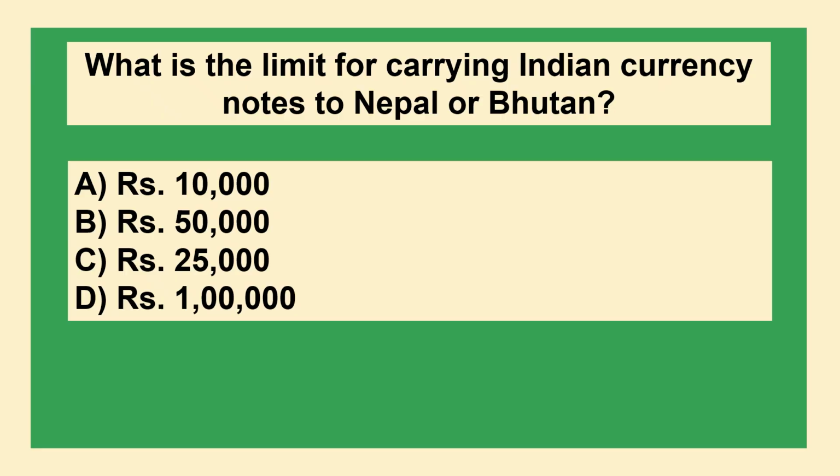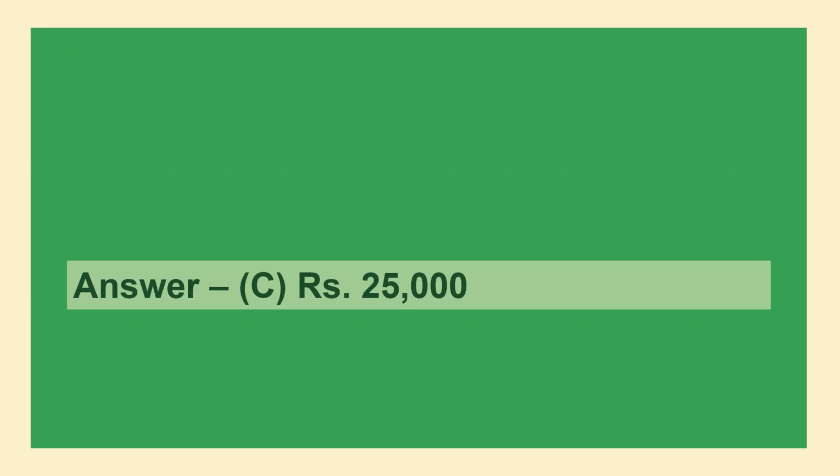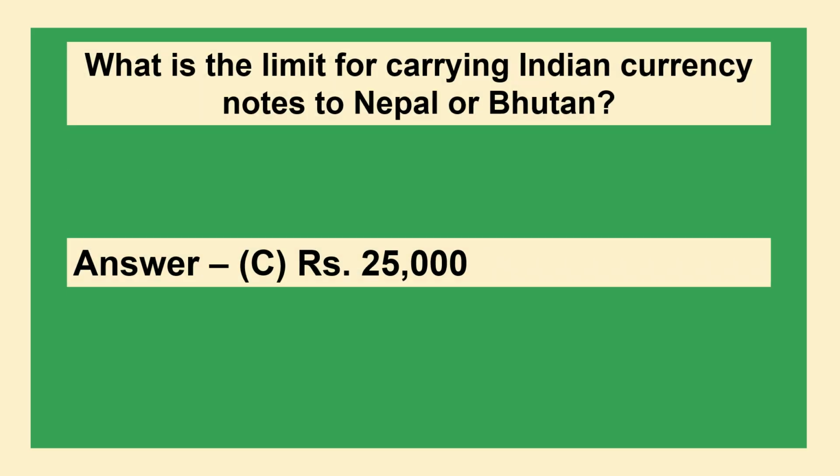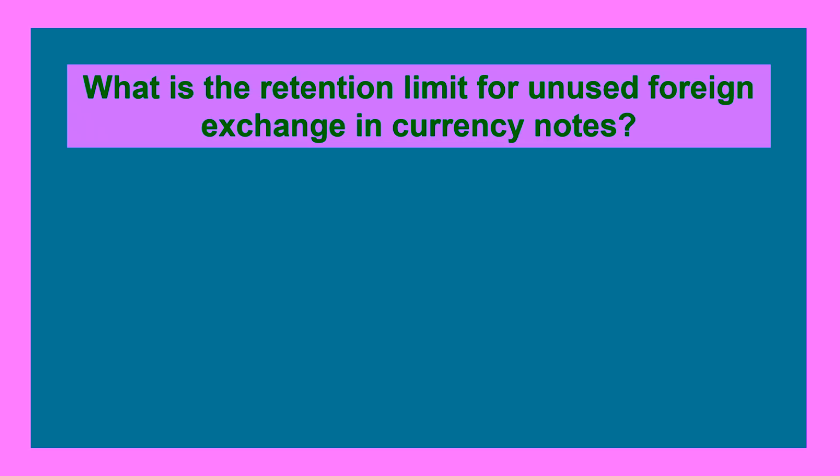What is the limit for carrying Indian currency notes to Nepal or Bhutan? Option A, rupees 10,000. Option B, rupees 50,000. Option C, rupees 25,000. Option D, rupees 1 lakh. The answer is option C, rupees 25,000.